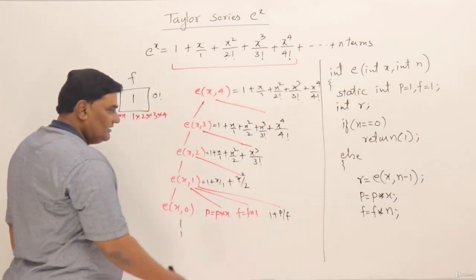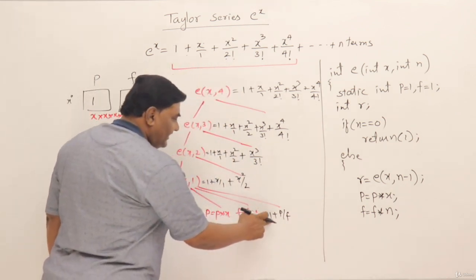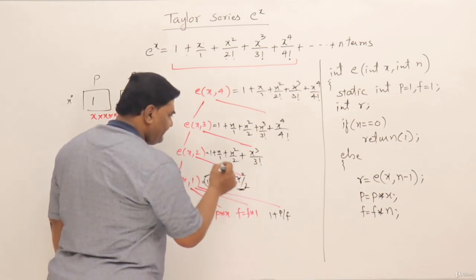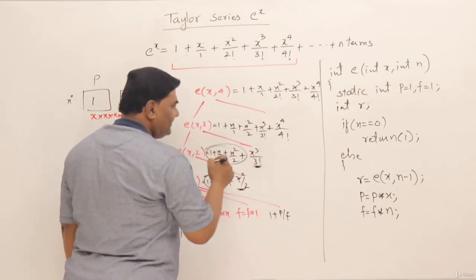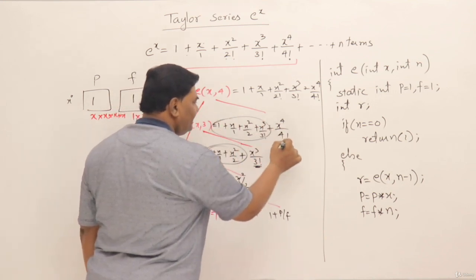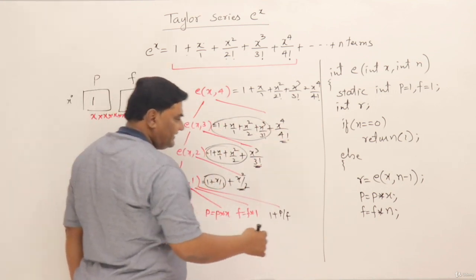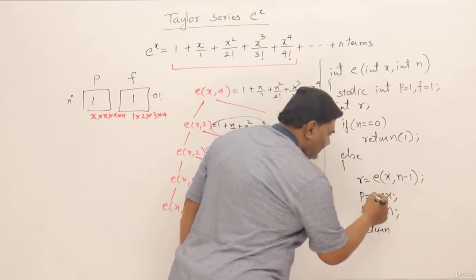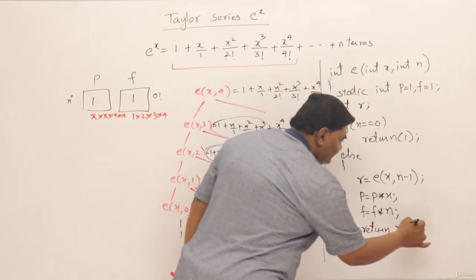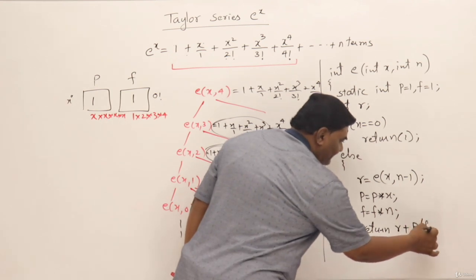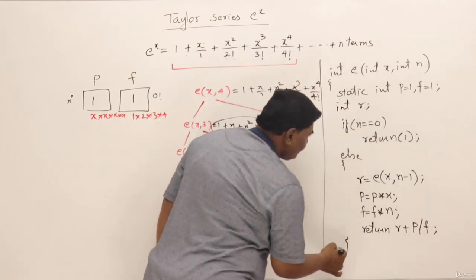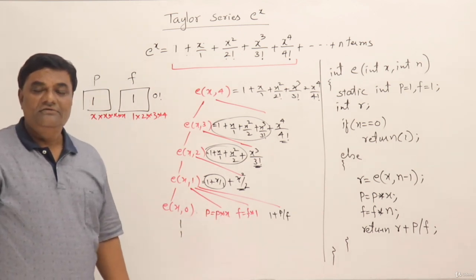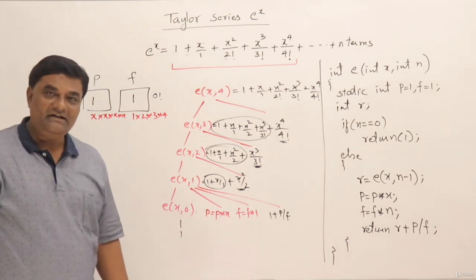Now what I have to do? I have to take the result of a function plus p by f. This is what I have to go on returning. So return result of a function r plus power by factorial. So this is a recursive function for Taylor series, that is e power x.